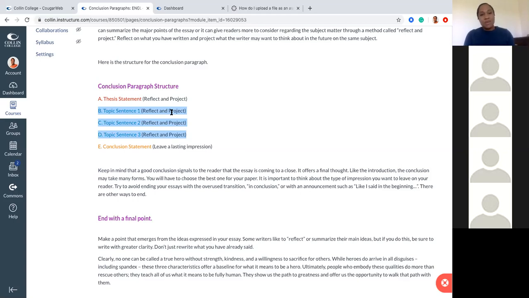So this should be developed to at least 6 sentences, maybe 5, but this part of the paragraph should be pretty well developed. So I shouldn't see any little skinny, 3-sentence paragraphs here or 4-sentence paragraphs. You want to put some effort into this reflect and project idea, particularly because this is the 3rd time that you're practicing this skill, so we should be getting stronger at it with each assignment.